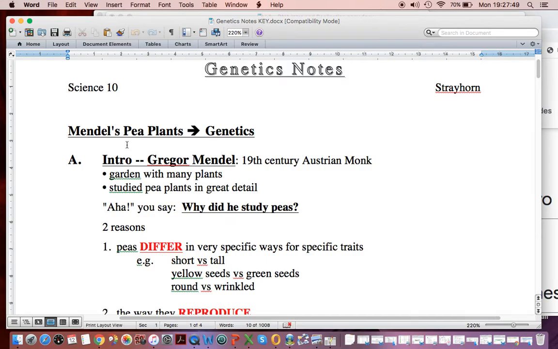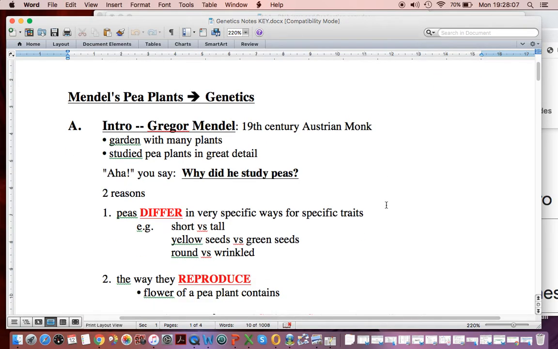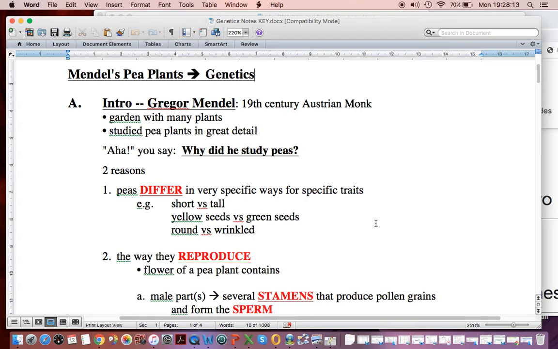So we start by looking at Mendel's pea plants. So 19th century, 1800s, we had Gregor Mendel, an Austrian monk, and he tended to a garden at the monastery, and it was filled with plants and happened to have pea plants, and he happened to be very interested in them. So this page, we're really talking about what he did, what he found, and at the bottom of the page, we'll look at how pea plants reproduce.